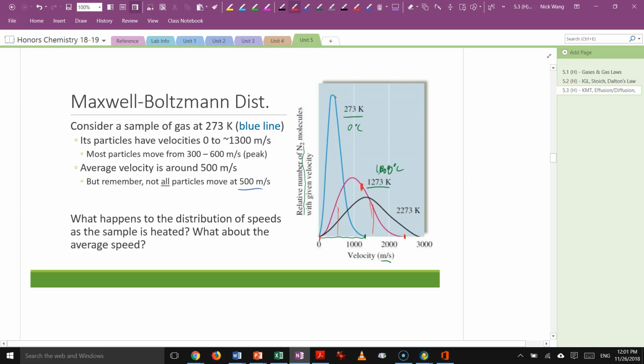Compare that again to the average speed, which is about here, 500 for the 0 degrees Celsius or the 273 K. The average speed is much, much higher because more and more particles overall are moving faster. Therefore, it brings up the average. And then far fewer particles are moving slowly. So not only does the peak lower significantly by increasing the temperature, but also the spread increases too because more potential speeds are possible. And that'll do it.